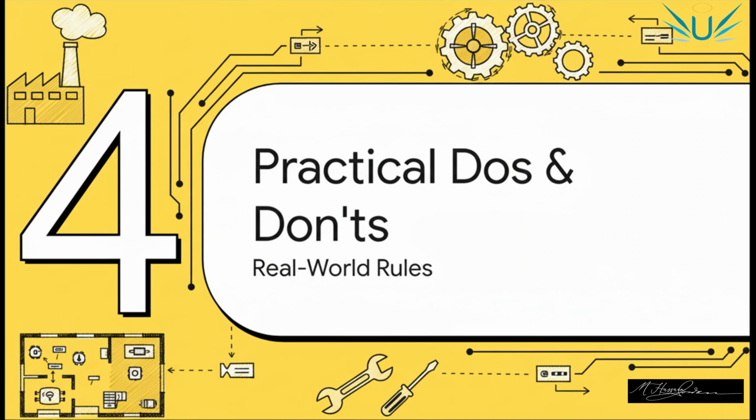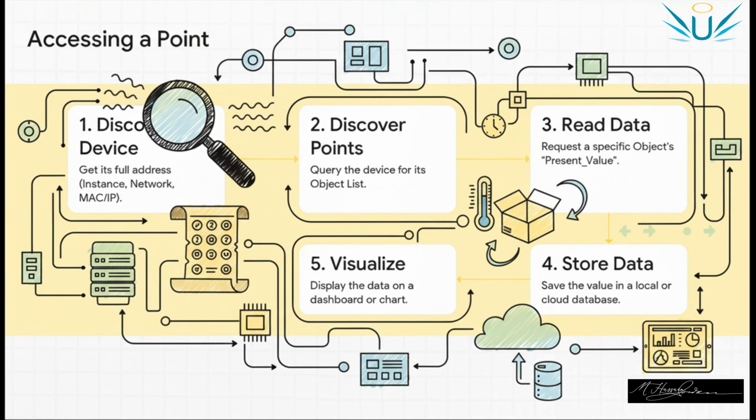Okay, theory is great, but let's get real. How does this stuff actually work out in the field? This section is all about the practical do's and don'ts. This is for all the folks who are actually out there making these systems work every day. So here's the play-by-play for how a dashboard gets that data point we talked about. First, it does that Who-Is/I-Am thing to find the device. Step 1, check. Then it asks the device, hey, what data points do you have for me? The device sends back its list of objects. From there, the software can just say, okay, give me the present value of your temperature sensor. The data comes back, gets stored, and boom, it pops right up on your screen.